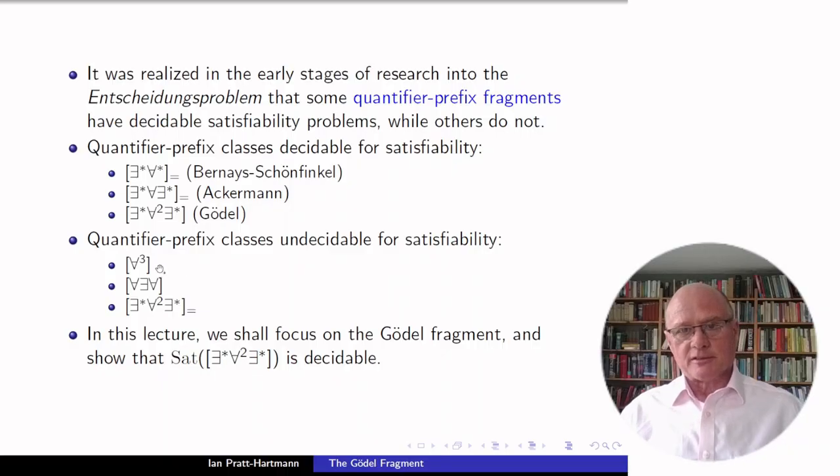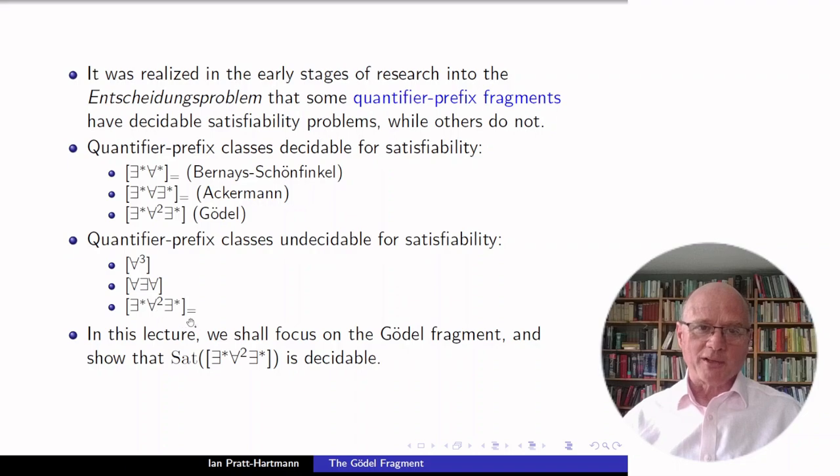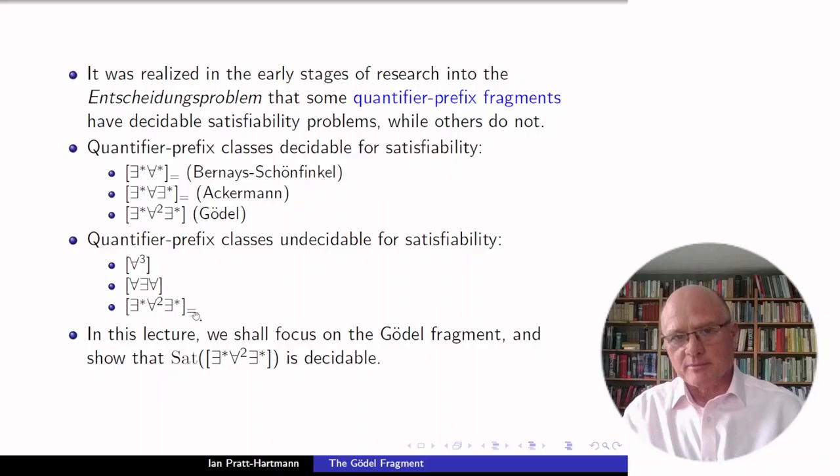If we have 3 universal quantifiers, then the satisfiability problem is undecidable. If we have 2 universal quantifiers but an existential quantifier in between, then again, the satisfiability problem for such formulas is undecidable. And if we have 2 universal quantifiers which are together, but we also have equality, existential quantifiers either side, that class again is undecidable. So if we add equality to the Gödel class, we get an undecidable fragment.